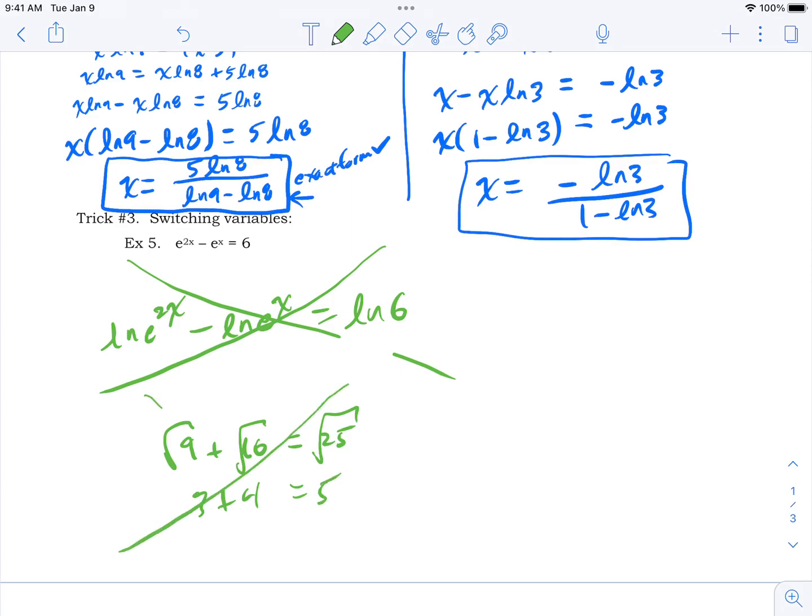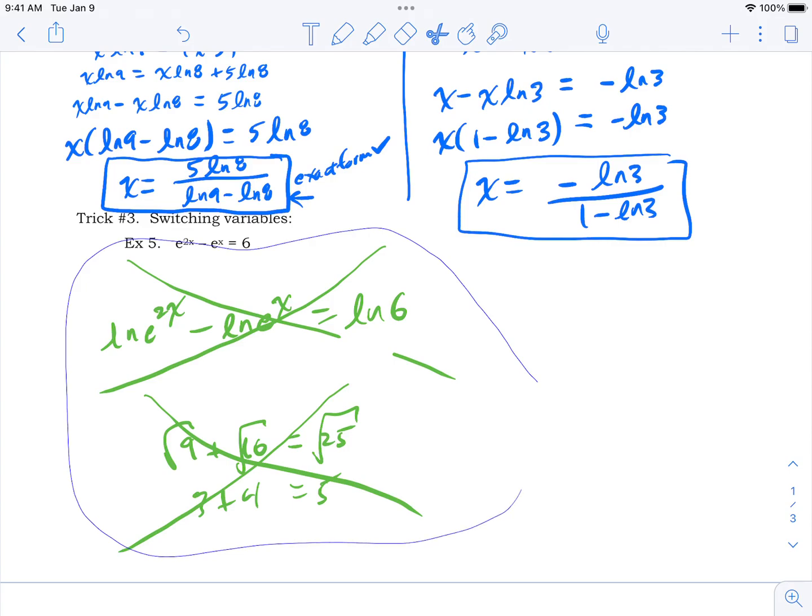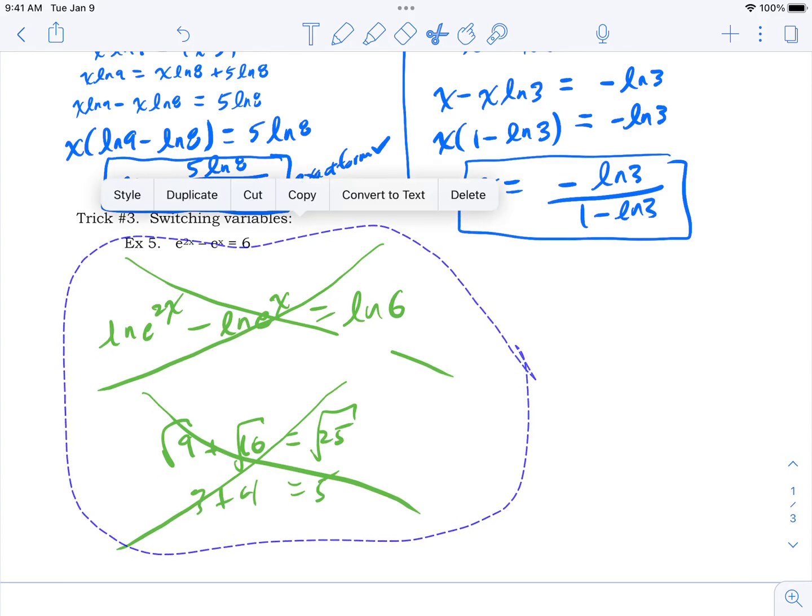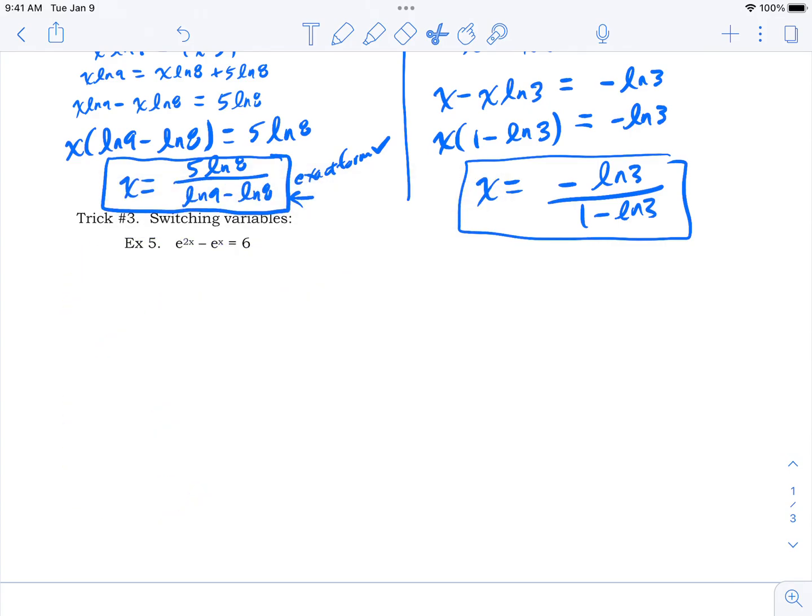You never do those kinds of things. You never do things one term at a time. It's the whole side or nothing. So we're not going to take the log of just this term and that term. We need a new way is what I'm trying to get at here.